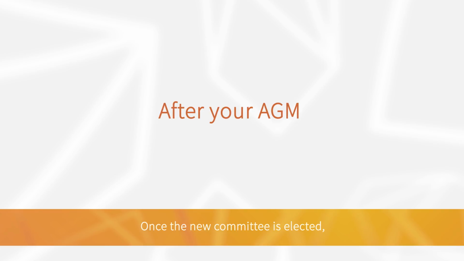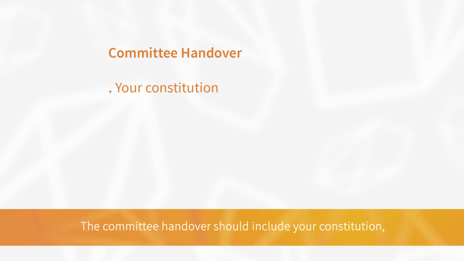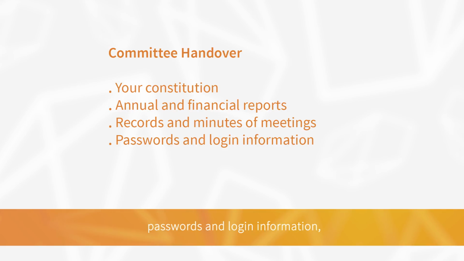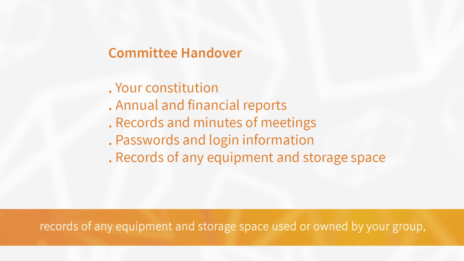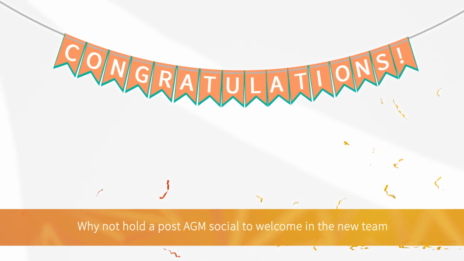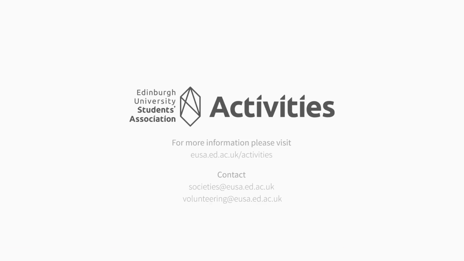Once the new committee is elected, make sure a committee handover takes place and the re-registration form is submitted before the deadline. The committee handover should include your constitution, annual and financial reports, records and minutes of meetings, passwords and login information, records of any equipment and storage space used or owned by your group, and a list of useful contacts. Then it's time to celebrate. Why not hold a post-AGM social to welcome in the new team and congratulate the outgoing committee on a job well done?